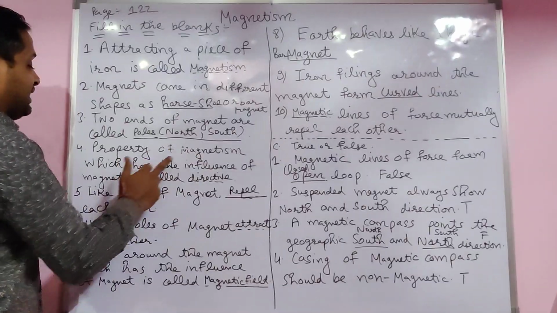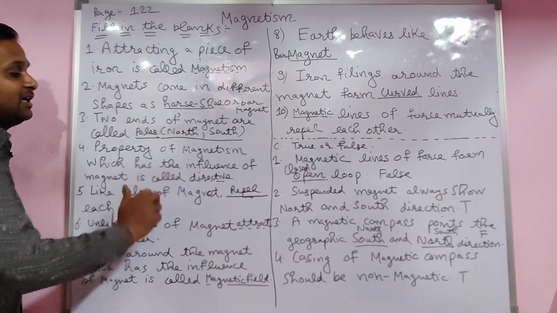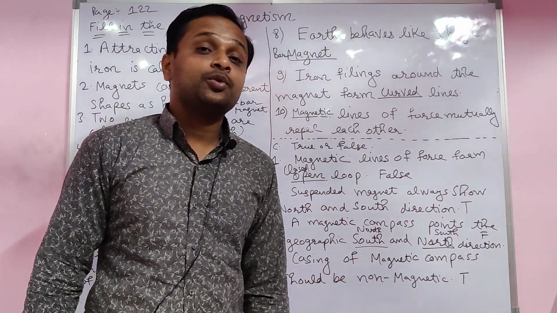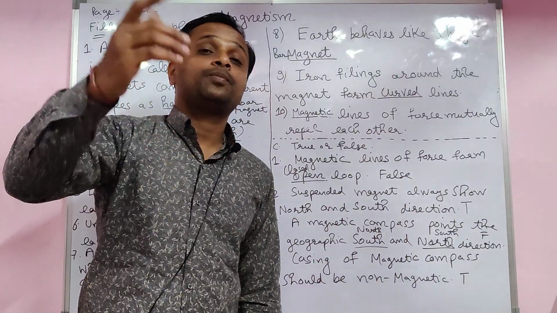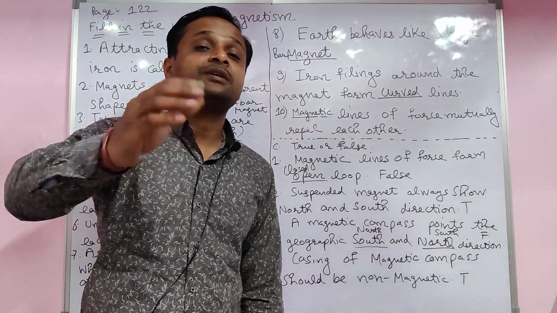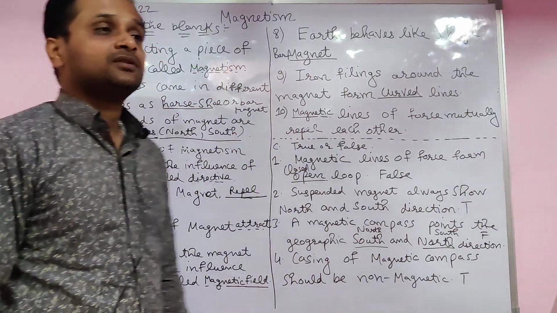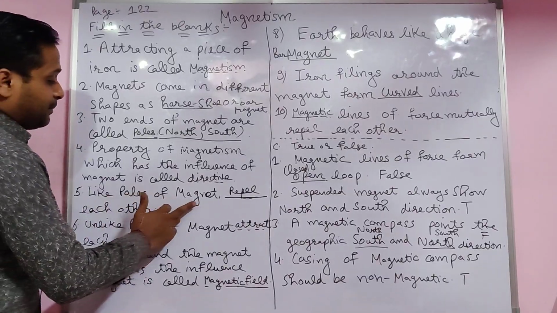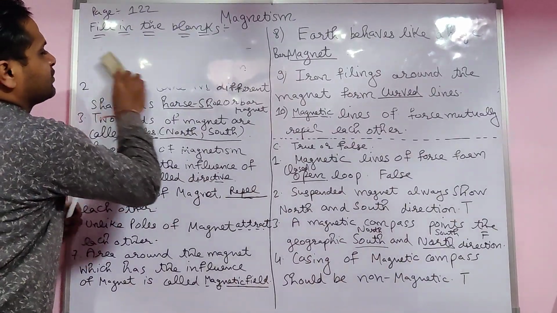The property of magnetism by which a hanging magnet aligns is called the directive property. I already told you, when you hang the magnet, its north pole points toward the geographic north of the earth and its south pole toward the geographic south of the earth. Like poles of the magnet repel each other. Yes, already told to you.